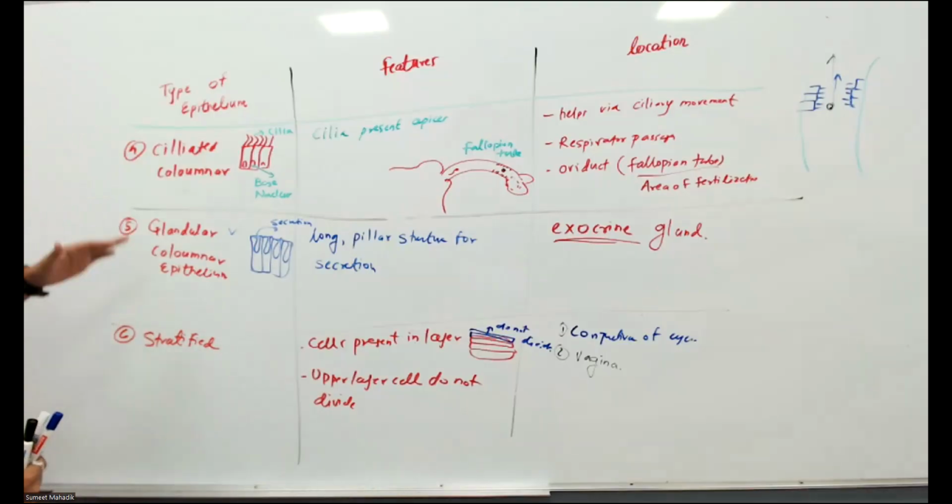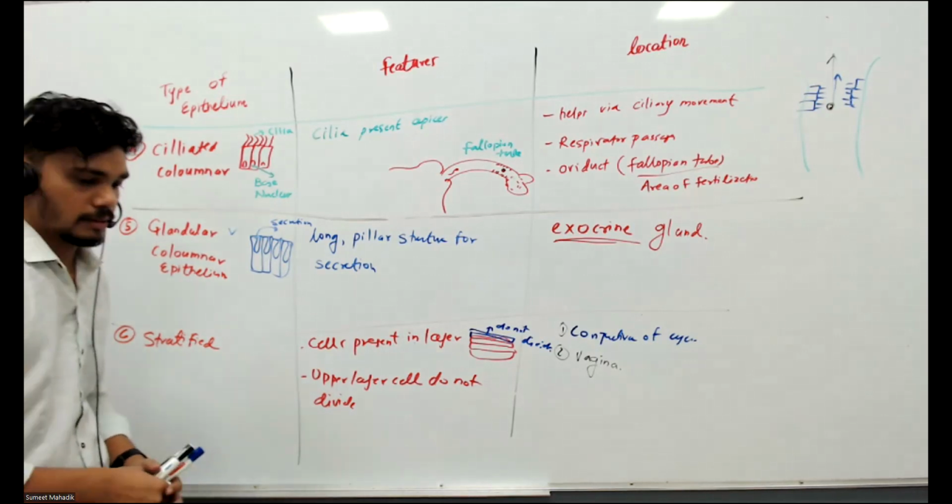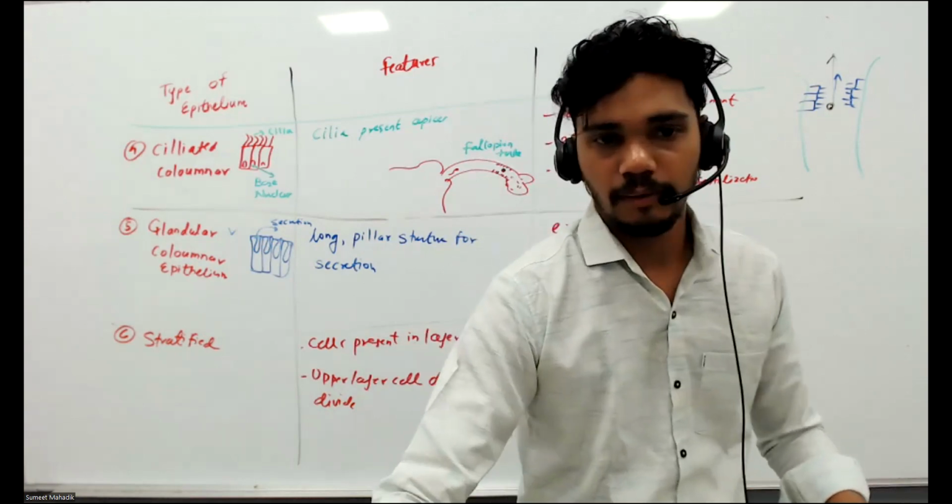Okay. So we talked about the columnar, ciliated, then glandular, and then stratified cells. Okay, stratified cells we have talked about.